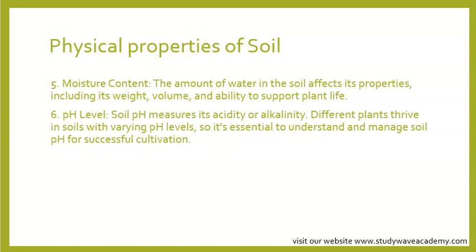pH level. Soil pH measures its acidity or alkalinity. Different plants thrive in soils with varying pH levels, so it's essential to understand and manage soil pH for successful cultivation. pH level. This tells us if the soil is more acid or alkaline. Different plants like different pH levels. Okay?